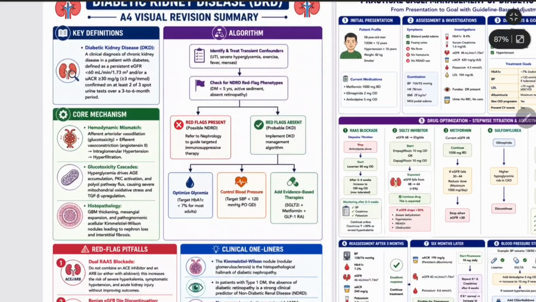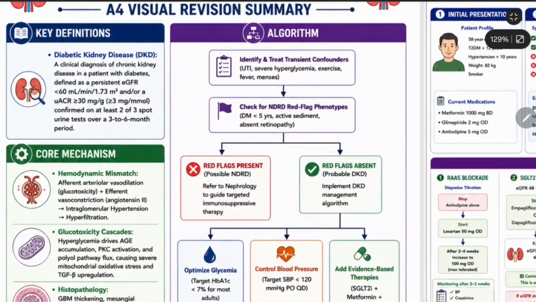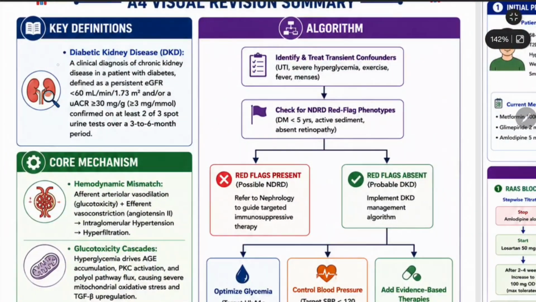Now this is a summary of what we have discussed till now. Diabetic kidney disease: a clinical diagnosis of chronic kidney disease in a patient with diabetes, defined as a persistent eGFR less than 60 and/or UACR more than 30, confirmed on at least 2 of 3 spot urine tests over a 3 to 6 month period.